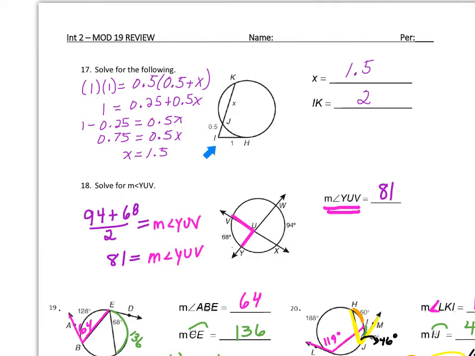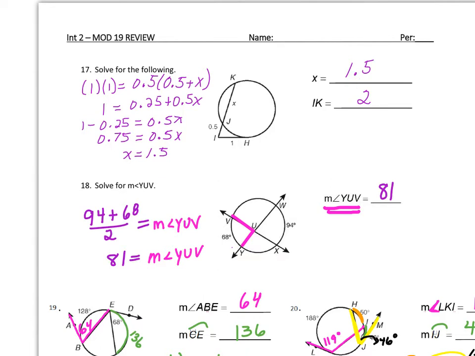This is a secant and a tangent. Tangent, 1 times 1 is equal to 0.5 times 0.5 plus X. Here 1 times 1 is 1. 0.5 times 0.5 is 0.25. 0.5 times X is 0.5X. Subtract the 0.25. 1 take away 0.25 is 0.75. Divided by 0.5, X is equal to 1.5. That's the first part of it.